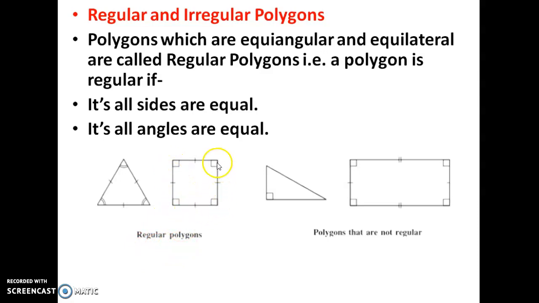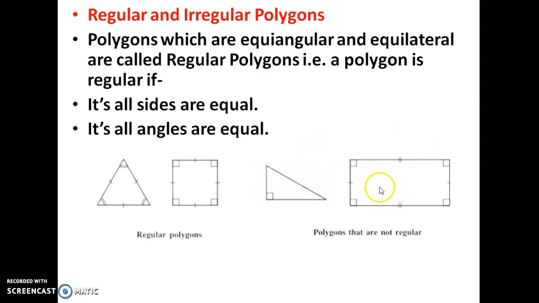Take a square, all angles are 90 degrees and all sides are equal, so this is also a regular polygon. Take this right angle triangle. In a right angle triangle, one angle is 90 degrees. You can't say the remaining two angles are 90 degrees. You can't get 90 degrees on both angles. It's impossible. So this is not a regular polygon, and the sides are also not equal.